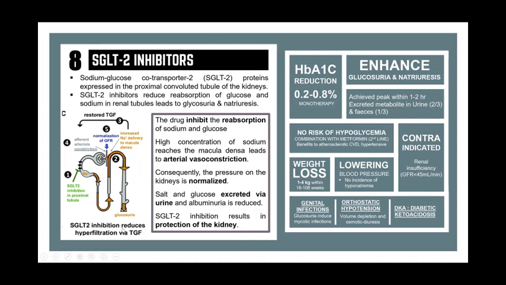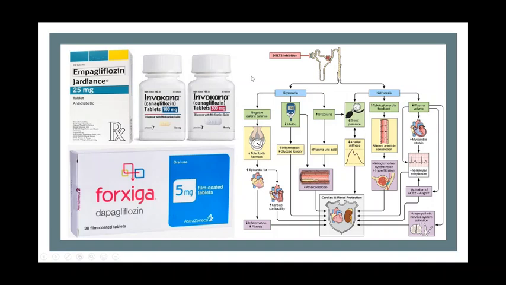SGLT2 inhibition results in the protection of the kidney as well as cardiac function. However, some studies have reported incidence of genital infections due to glycosuria-induced mycotic infections. Besides, orthostatic hypotension may happen to these patients due to volume depletion and osmotic diuresis. Some studies also reported diabetic ketoacidosis. This diabetic ketoacidosis will be covered in the next lecture. So this is how SGLT2 inhibitors can protect the cardiac and renal functions.